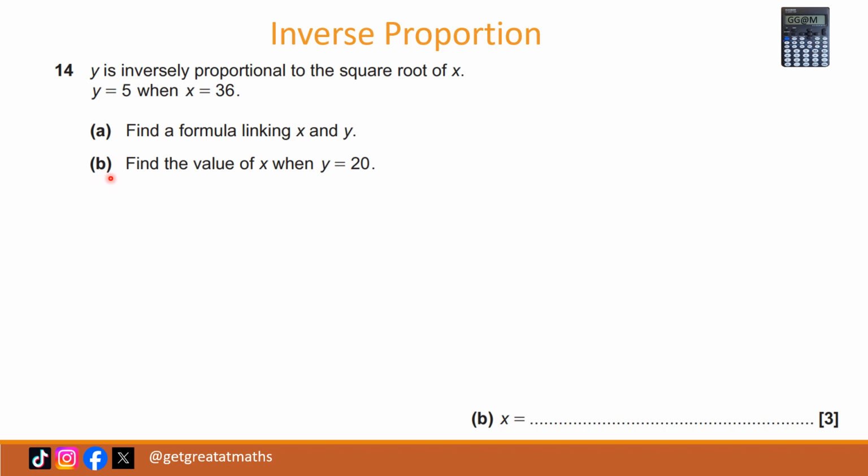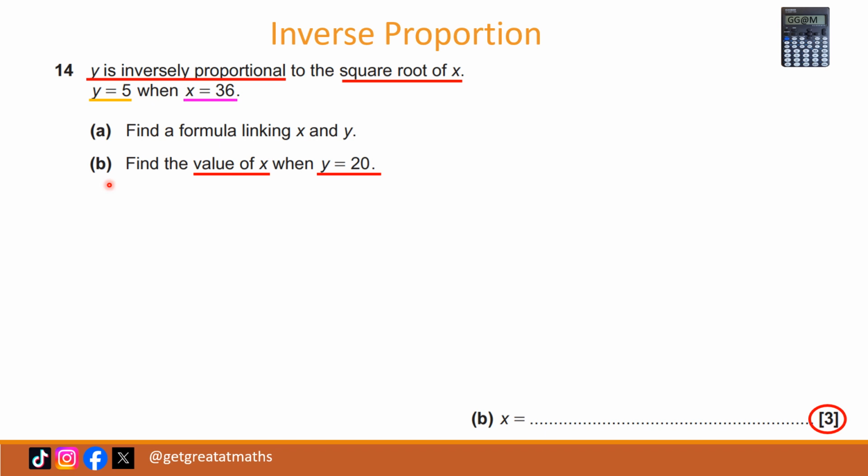So the key parts of this question are that y is inversely proportional to the square root of x. And you're told that when y is equal to 5, x is equal to 36. Part A, you had to find a formula linking x and y, and I'll give you that answer shortly. But what we've got to do in part B is find the value of x when y is equal to 20. And this is worth 3 marks.